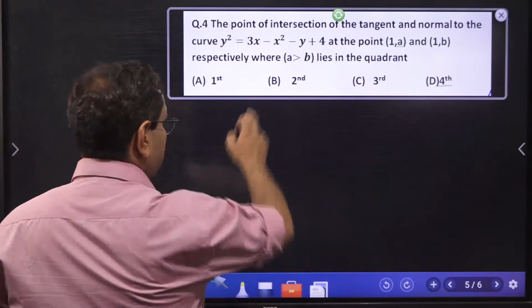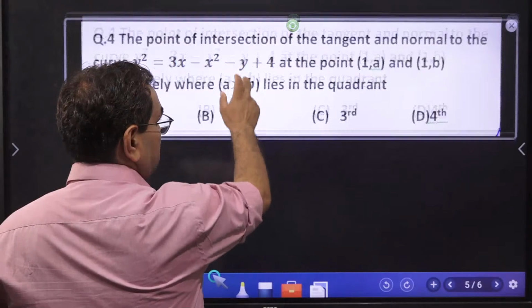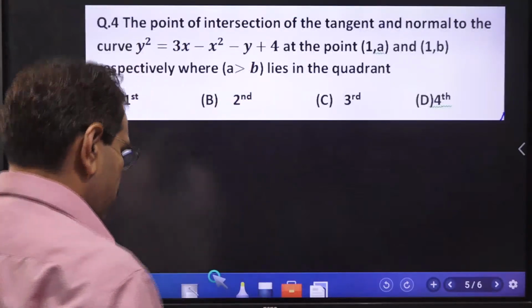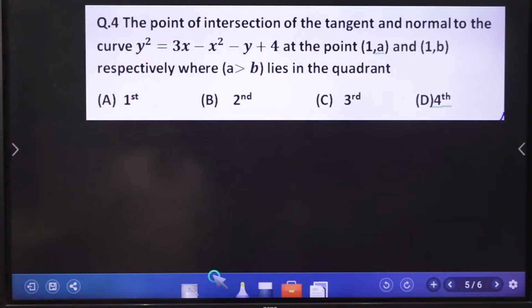Tangent and normal is also a very important topic, especially for the GATE exam. They ask questions from this topic also, tangent and normal. So try to solve this.